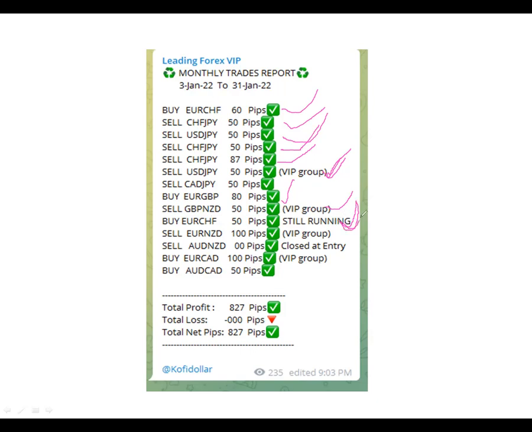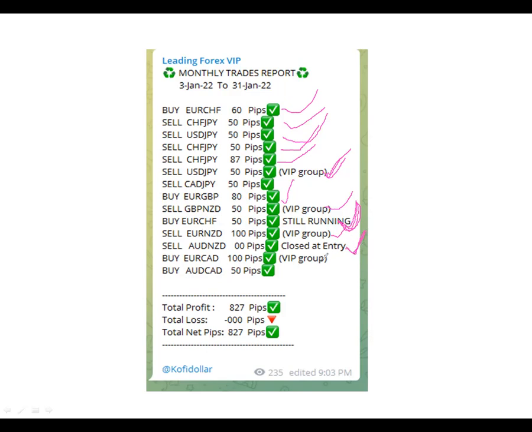This trade was posted in both channels. Currently, about 115 pips has been bagged from this still running trade, and then 100 pips in the VIP group. And then EURNZD, both groups, but I asked all of us to close this on entry. So it means we close it at no loss.